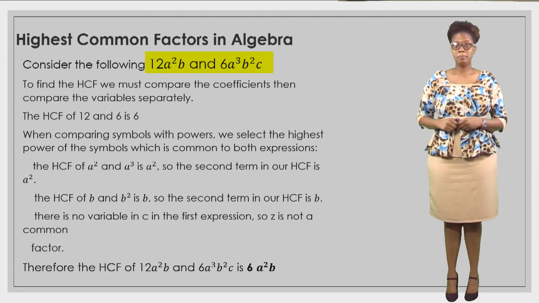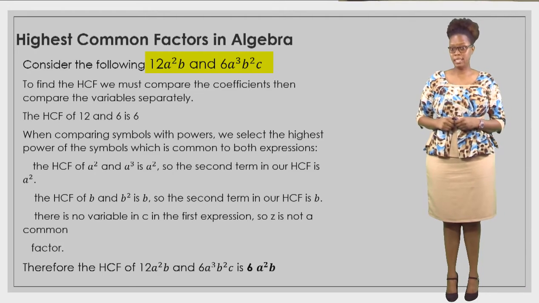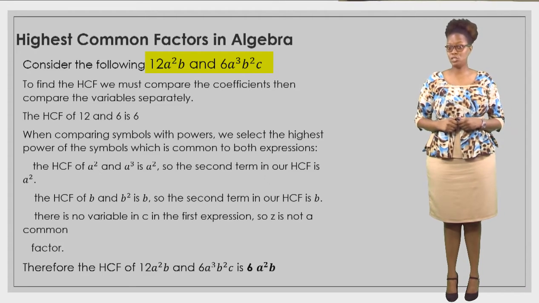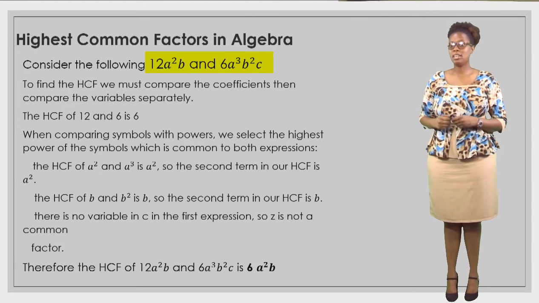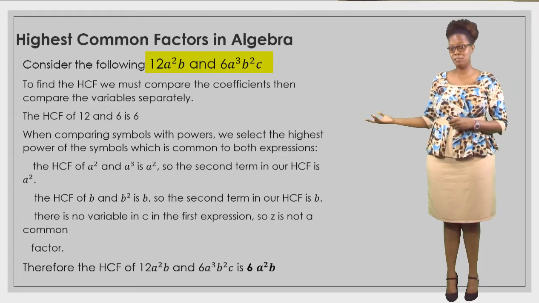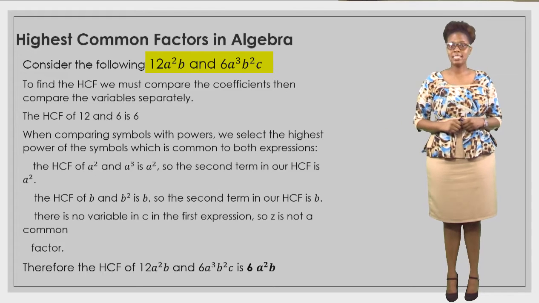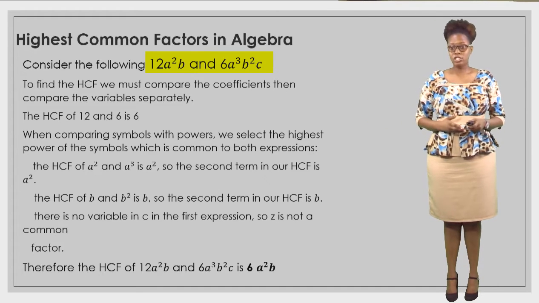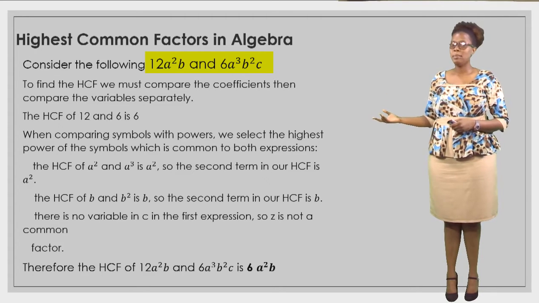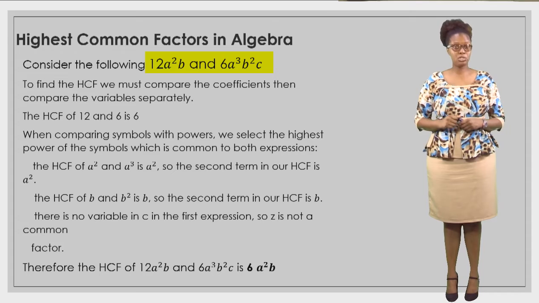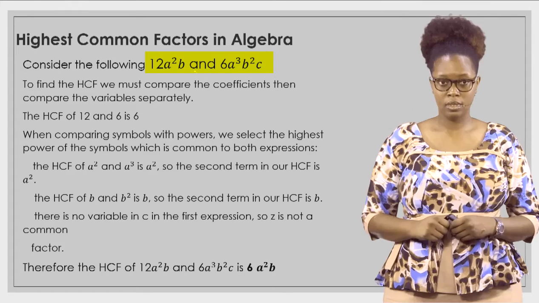Similarly, the first term has b and the second term has b squared. We would have to select b because b squared is not found in the first term. And lastly, the first term does not have a c, but the second term has a c. Because there is no c in the first term, we can't include the c in the highest common factor.